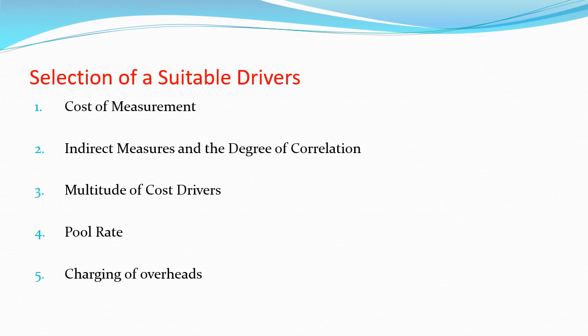Horngren and Foster pointed out that at least two major factors should be considered in selecting a cost driver. First one, cost of measurement, and second, degree of correlation between the cost driver and the actual consumption of overhead. The important factors that should be considered in selecting a cost driver are as follows. First one, cost of measurement.